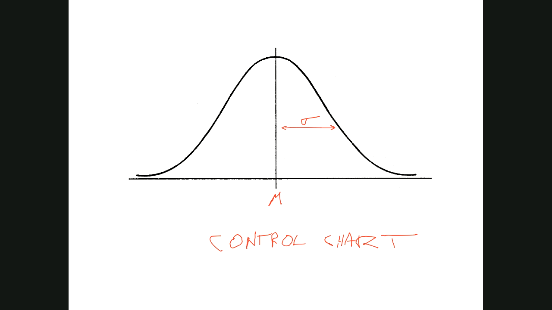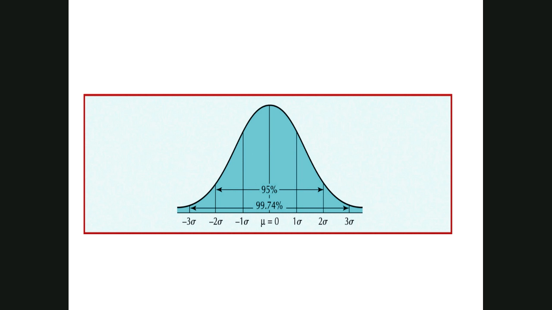We're going to do this in the following way. With respect to the normal distribution, anything between 3 standard deviations above the mean, which is plus 3 sigma, and 3 standard deviations below the mean, which is minus 3 sigma, accounts for 99.74% of the distribution of the variation for a production process.